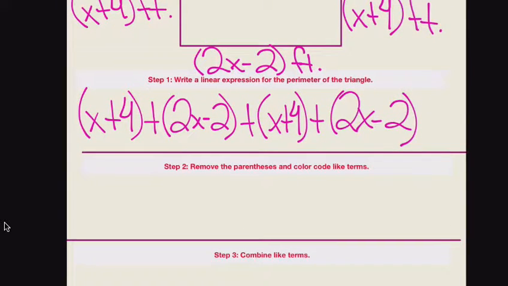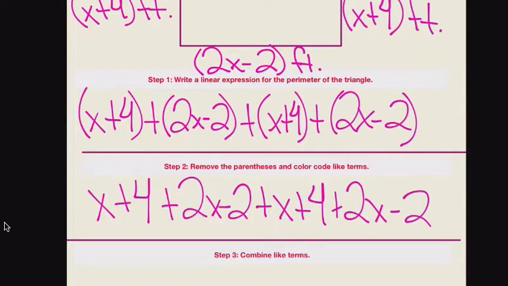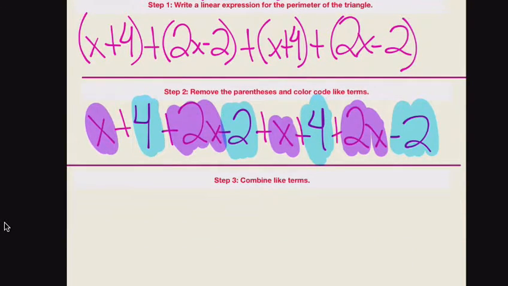Now let's go ahead and remove our parentheses and color code like terms. And just be careful, since this is a long expression, make sure you don't miss any of the terms. All right, so let's color code all our x's together. And then let's color code all of our regular numbers together. Don't forget that minus goes with the 2. And let's go ahead and combine like terms. x plus 2x is 3x, plus x is 4x, plus 2 more x is a total of positive 6x.